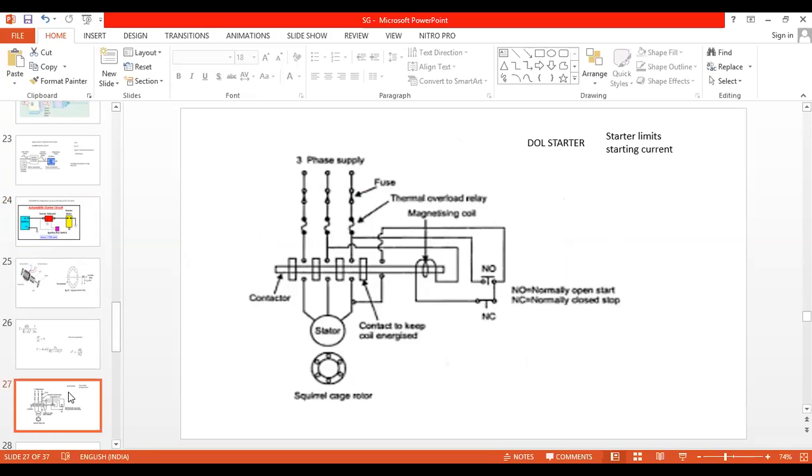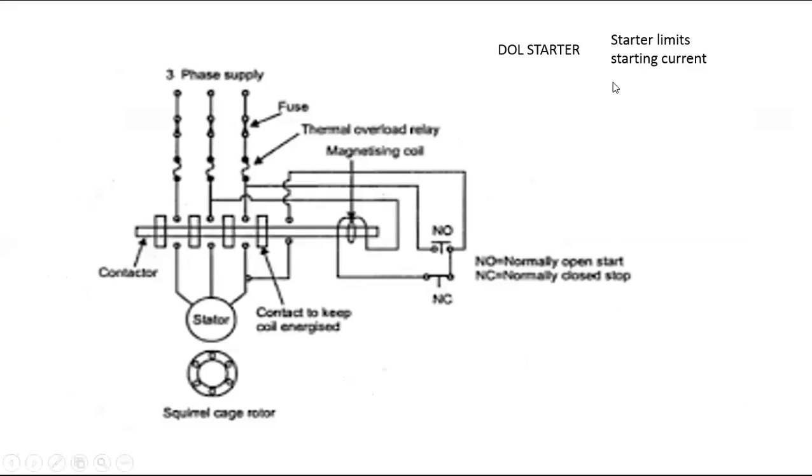Which starter? Explain any starter, whatever name they are giving. Usually I explain the direct online starter, and once again I am explaining the DOL starter. The starter limits the starting current. Now you see, the starter is connected between the supply and the stator windings. This is the induction motor stator, and this entire circuit is the starter: 3-phase supply, the fuse, and the overload relay.